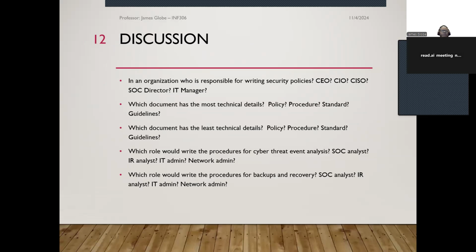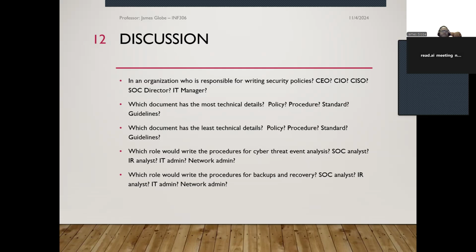Another discussion in the organization: who is responsible for writing policies? That will be out of the CIO organization, probably delegated to the IT manager. Signatures could go up as far as the CEO or CIO. Sometimes it depends on the type of policy. The CISO may be responsible for signature.